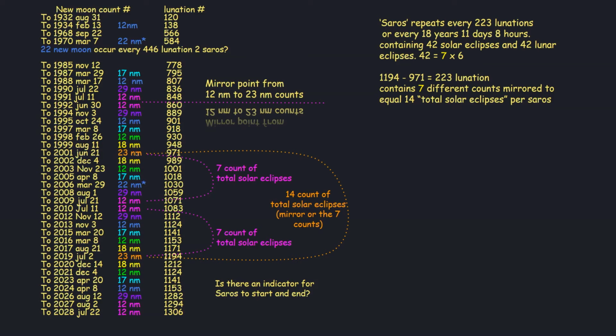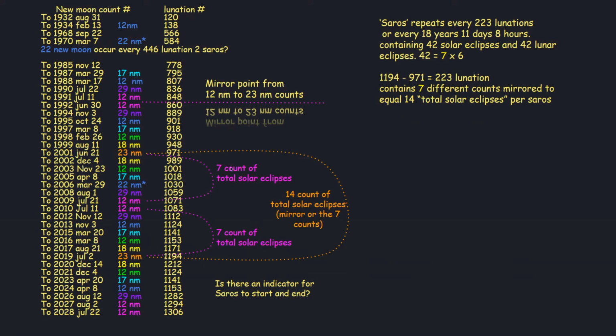And when I count the new moons, I get 23, 18, 12, 17, 22, 29, and then 12 again. But this 12 is different from the other 12. For those on the phone, there are two different 12s. You have to look at it to see the mirror, because of the way the moon works, I guess there's one side and there's the other side when it goes around the Earth. There's two sides. I'm not sure, I'm guessing that part. But yeah, 23 all the way to 12.